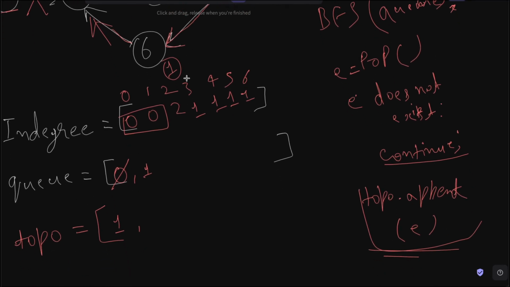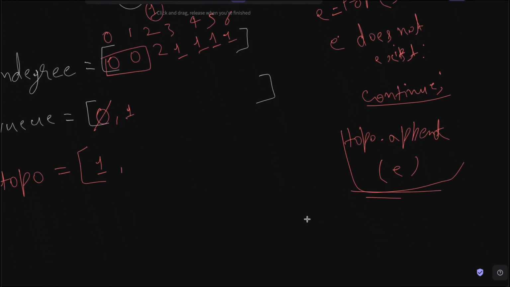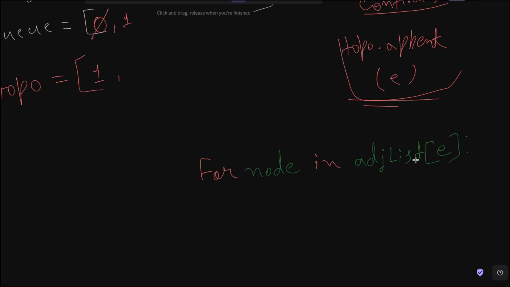But how do we do this, right? Well, we will have to run a for loop. So we will run a for loop on the adjacency list for this particular element E that is currently being processed. And all the nodes that are connected with this E element, we will reduce their in degree. So what I will do now is in degree minus equals 1. So here I'm basically reducing the in degree of all these nodes by 1.